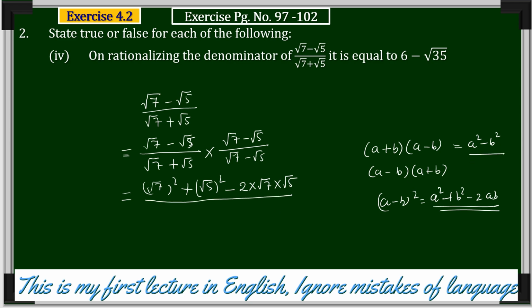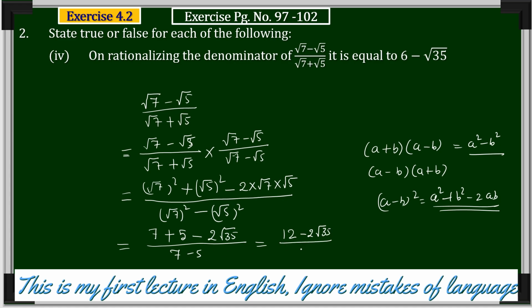And use this formula in the denominator: square of root 7 minus square of root 5. Square of root 7 is 7, plus square of root 5 is 5, minus 2 root 7 times 5, which is 35, upon 7 minus 5. Now add 7 and 5, so it's 12 minus 2 root 35 upon 7 minus 5, which is 2.